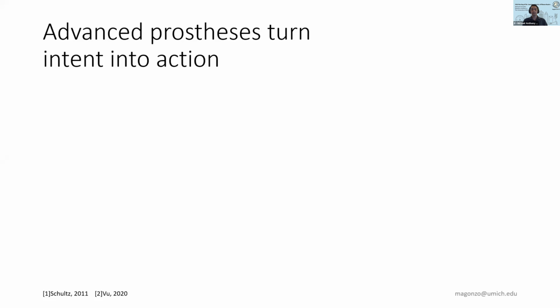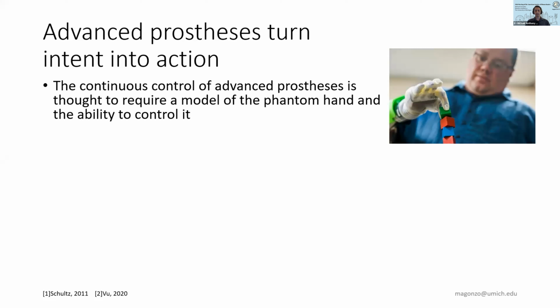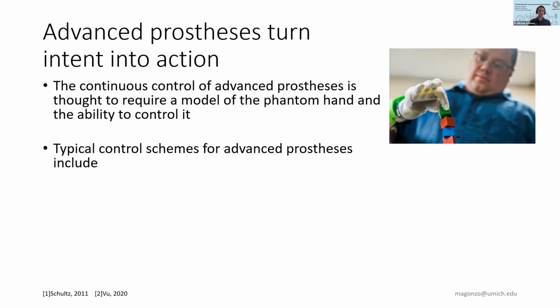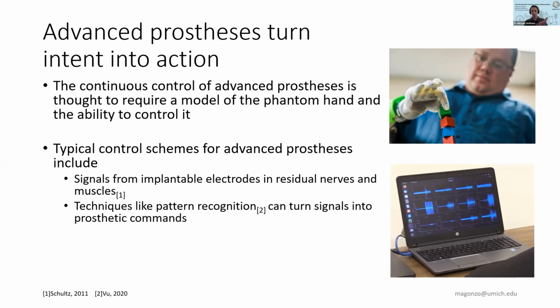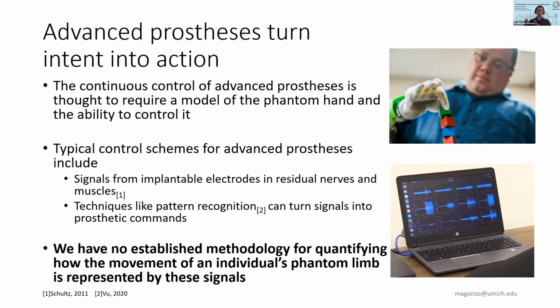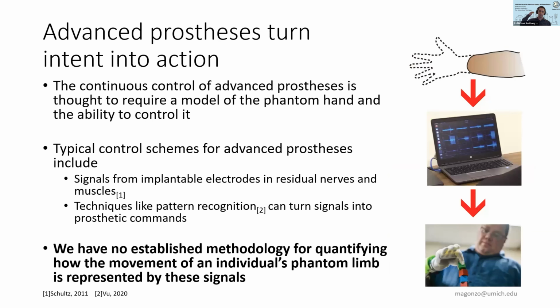For individuals with acquired amputation, the continuous control of advanced prosthetic hands is thought to require a well-defined model of the phantom hand and the ability to control it precisely. These control schemes typically consist of several signals from some combination of muscles and nerves in the residual limb, and we can then use a variety of tools such as pattern recognition to interpret these signals and turn them into prosthetic commands. But these methods don't really tell us much about the phantom hand itself. And as such, there's no established method for measuring how much an individual can control different functional movements of that phantom, which may be important in understanding how to go from phantom hand movements to intuitive prosthetic control.